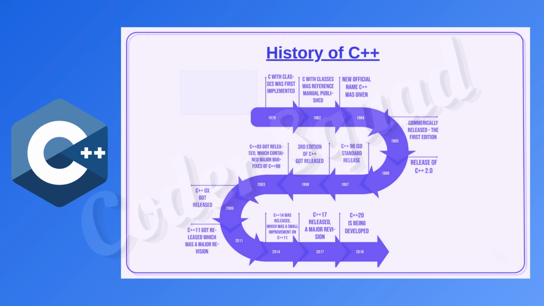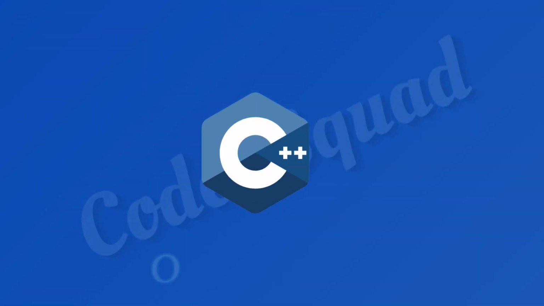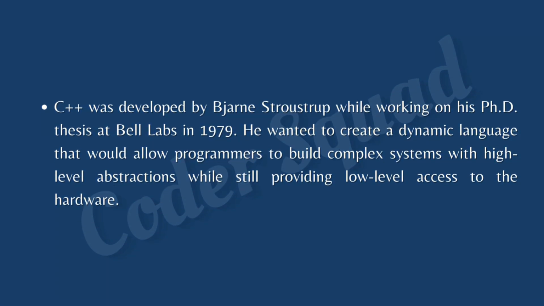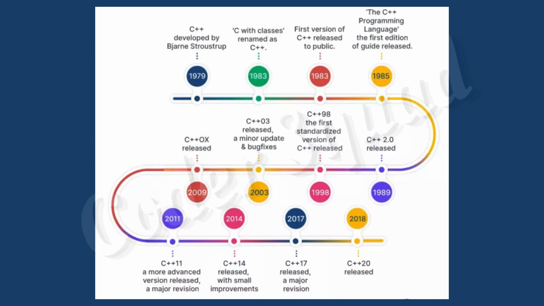Today, we're taking a trip down memory lane to uncover the history of one of the most influential languages in modern computing, C++. C++, born out of necessity, emerged in the late 1970s as an extension of the C programming language. It was created by Bjarne Stroustrup, a Danish computer scientist, who sought to add object-oriented programming features to C, enhancing its capabilities.